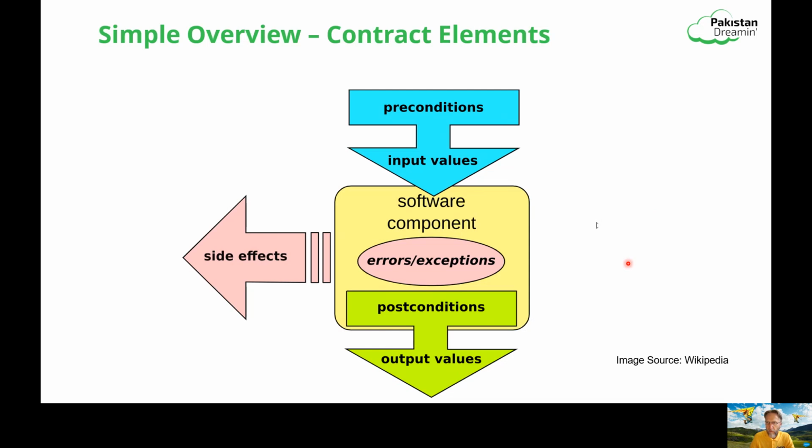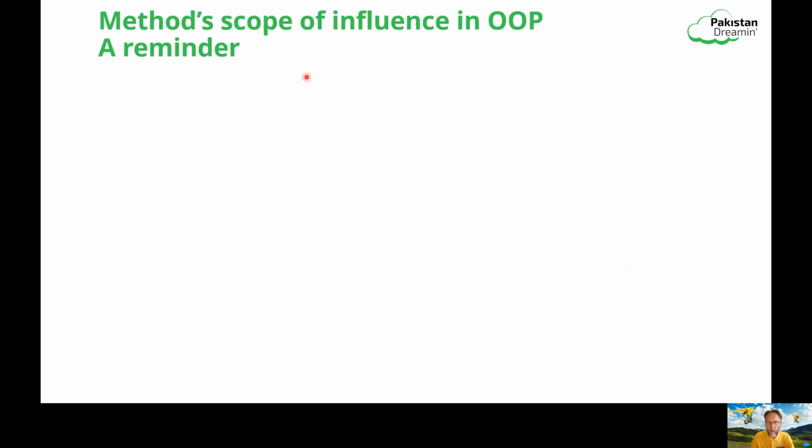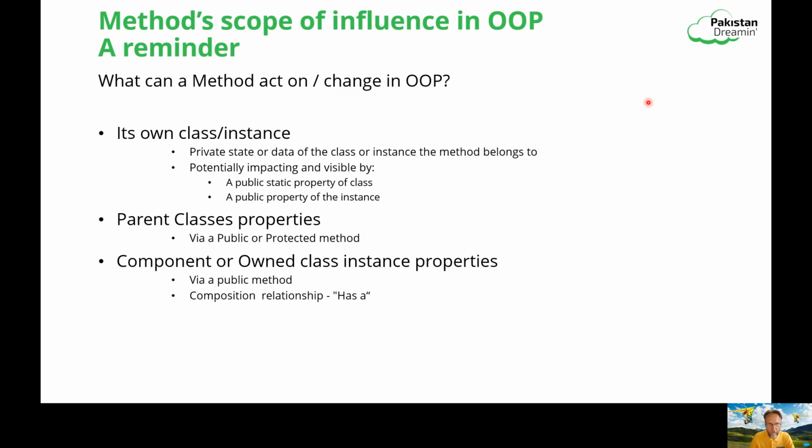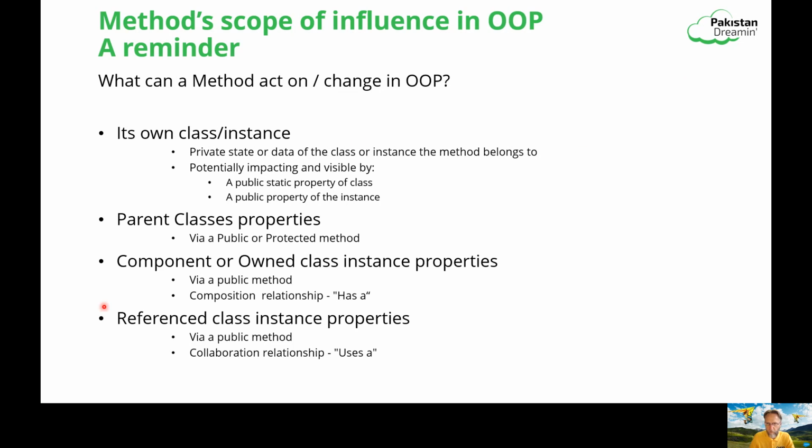So let's have a closer look at these. I'm going to start off with just a reminder of the scope of influence of a method in OOP. What can a method act on or change in OOP? The reason for having this reminder and asking this question is that this is core to defining the functionality and therefore the contract of a method. We need to know what the method can actually change. I'm not going to go through this in detail. I'm just showing this for you to refer to. There are four things really a method can act on, and you can come back and look at this. It's just a reminder.